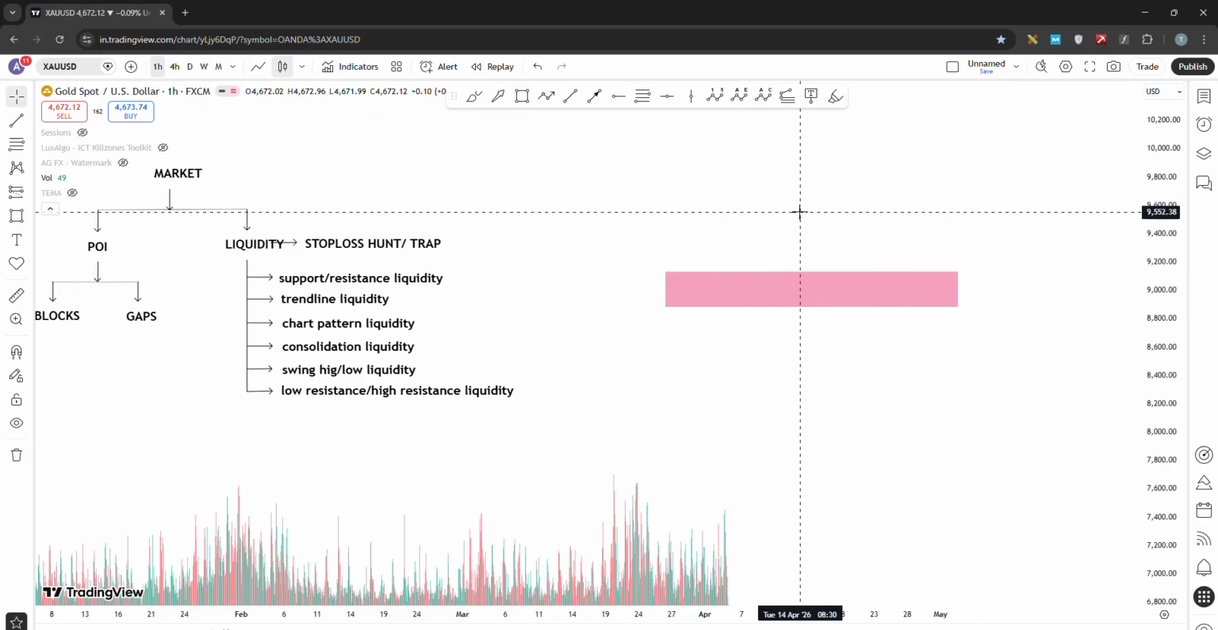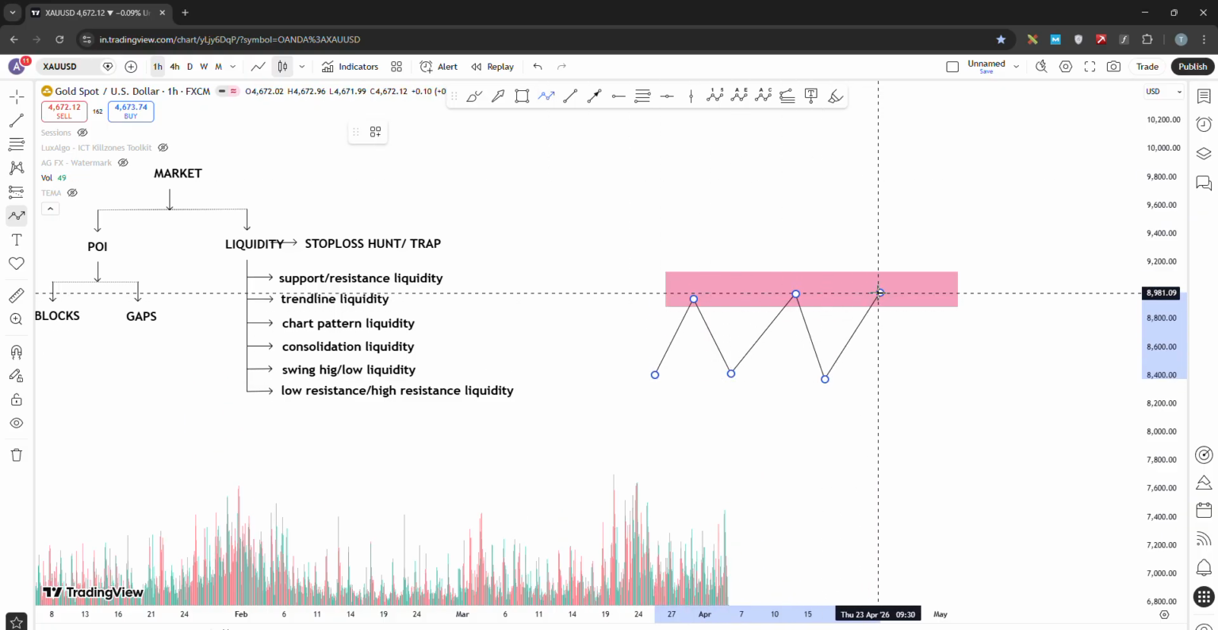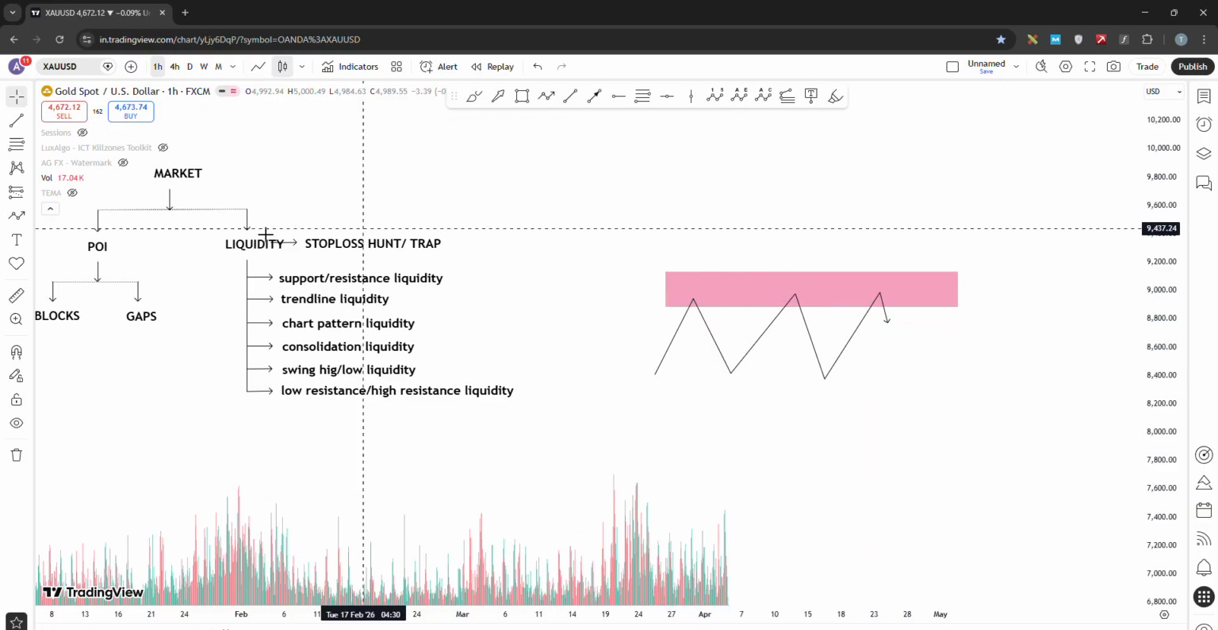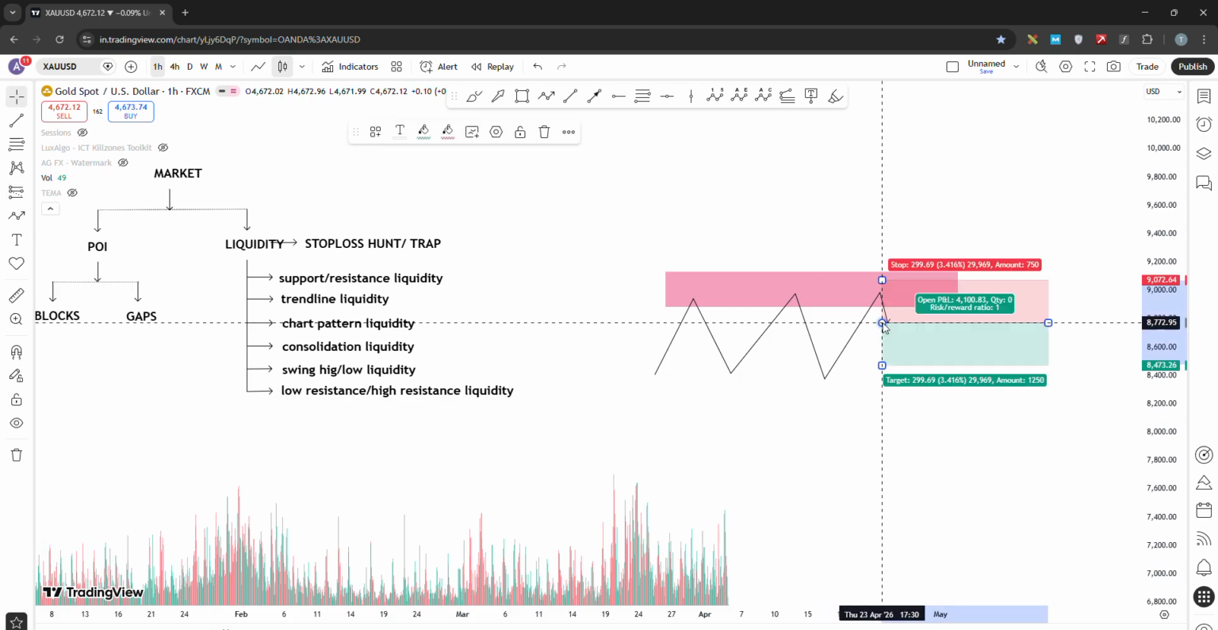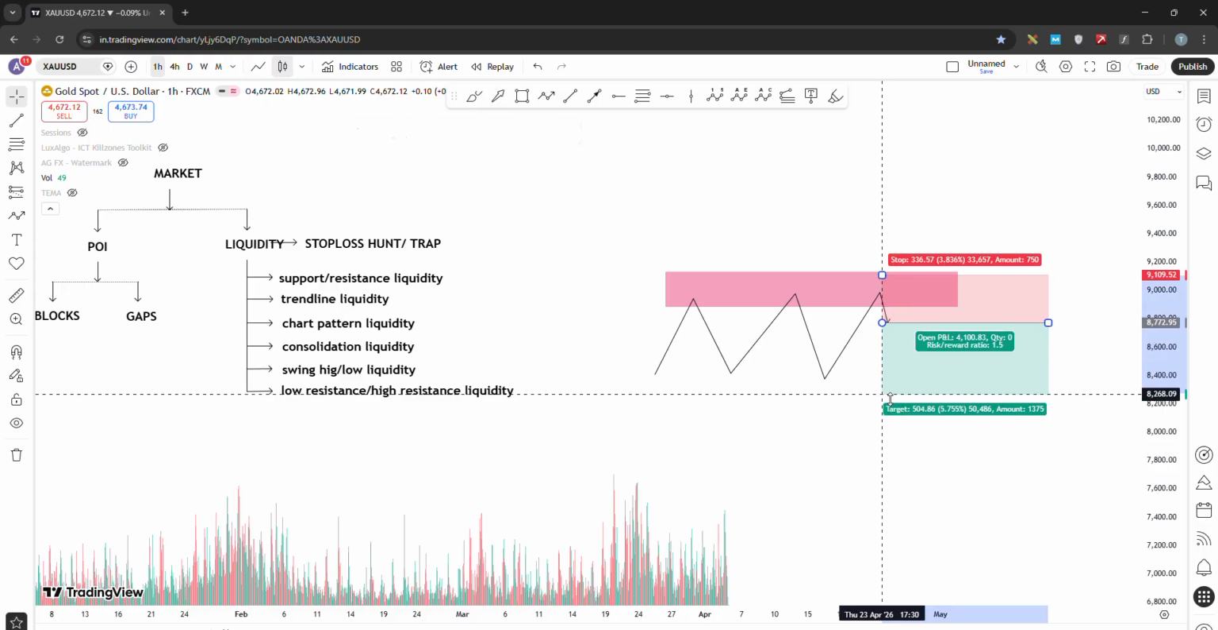Let's say we have a resistance, market tests this multiple times, shows a reaction. So once again, when market shows a reaction, the sellers will come into the picture. Where will be their stop loss? Just above the swing high. And this is very simple to understand. This is not rocket science.